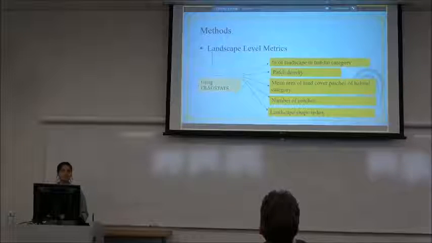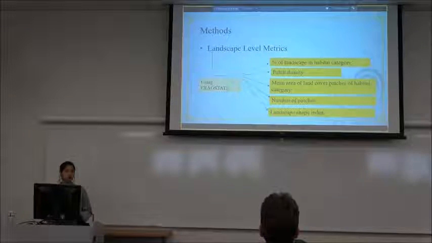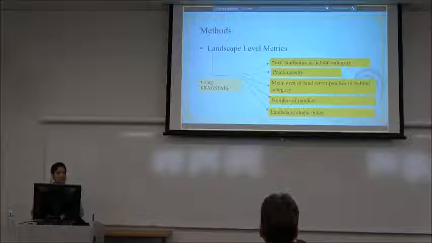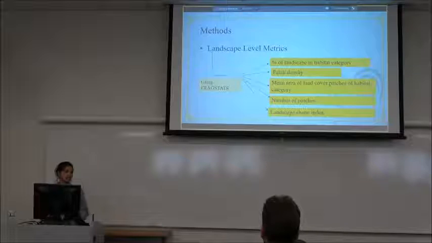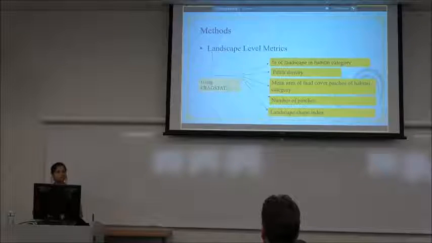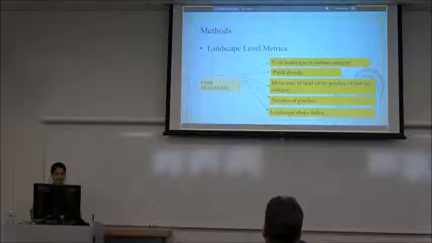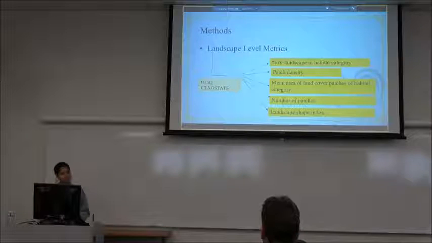Now, apart from all these field-collected data, I'll also be calculating landscape-level metrics using FRAGSTATS around the buffered location of those nests or around their home range. I'll mostly be looking at the percent of landscape in habitat category, patch density, mean area of land cover patches of habitat category, number of patches, and landscape shape index.